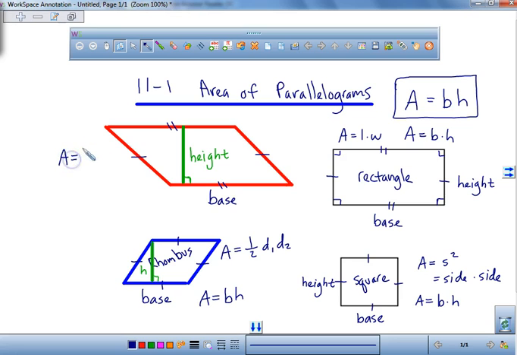But this is obviously still what? The base times the height. So every time you see a parallelogram, you need to know you got to find the base, you got to find the height, and they have to be connected with a right angle. If they're not, then you're not going to find the area.